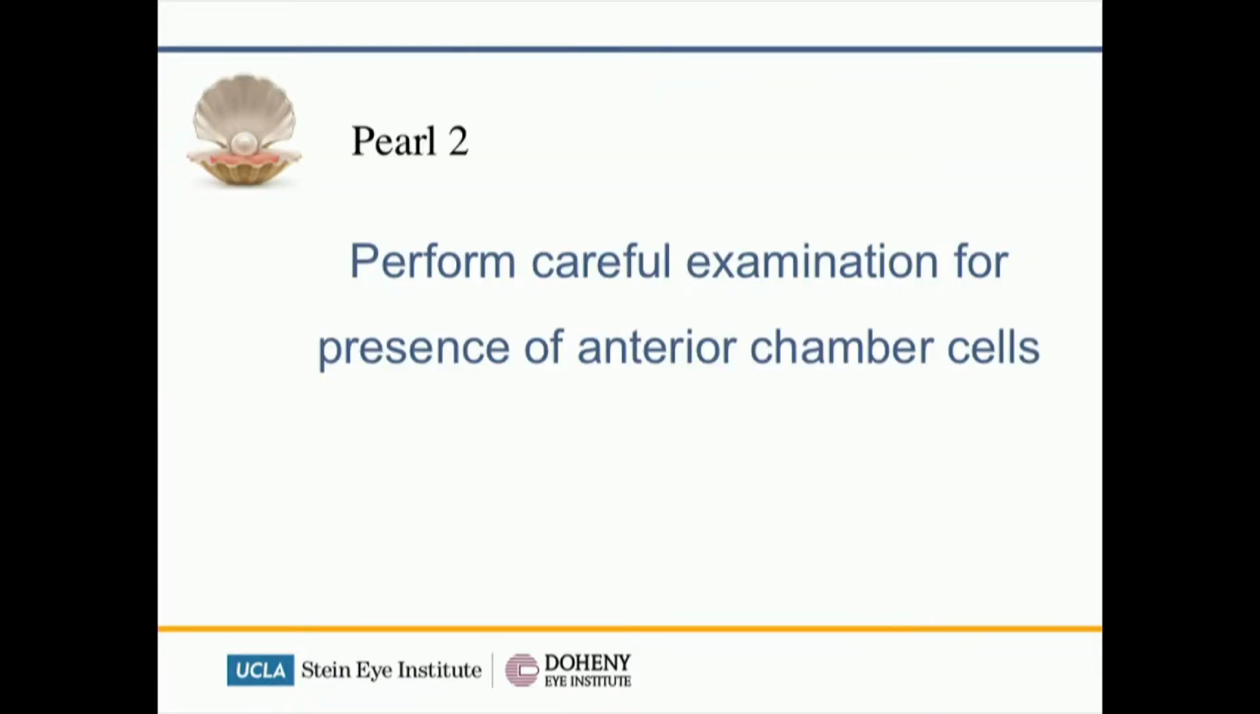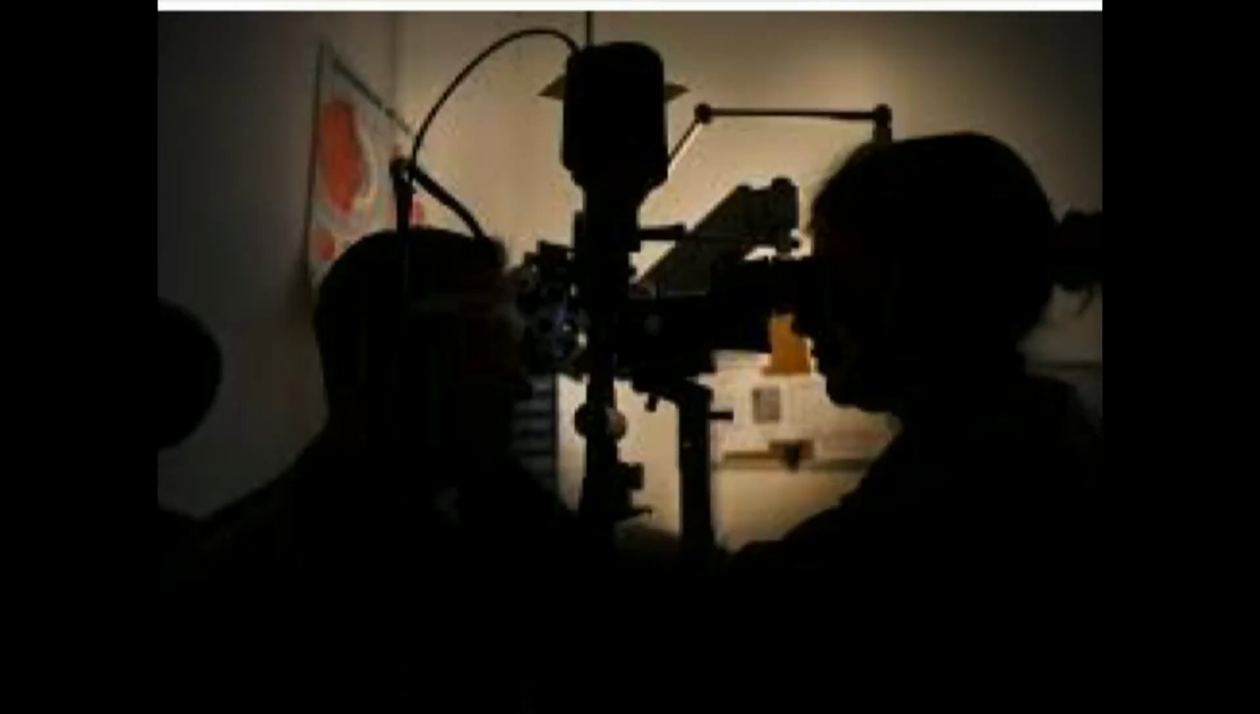So you want to be able to perform a very careful examination of these patients and look for the presence of anterior chamber cells. So that means a real slit lamp exam with the lights off. These kids, all of us that treat children know it's a challenge to look at the eyes of children. But for this purpose, a pen light exam is not sufficient.